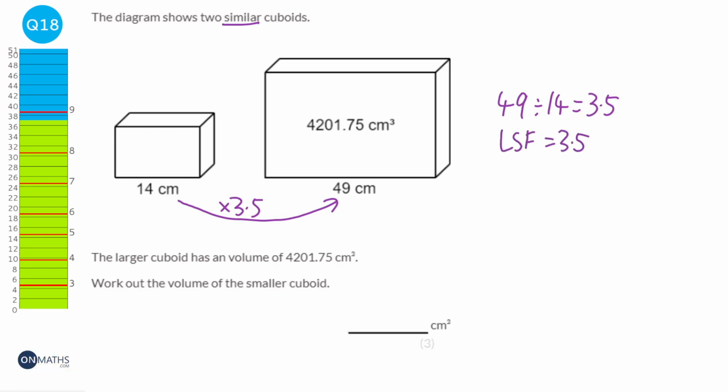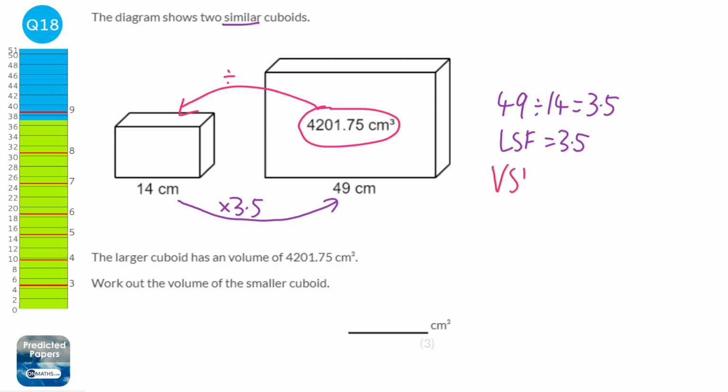And this question is all about volumes. So we're looking at going from here to the volume of the smaller one. Okay. So whenever we go from the bigger to the smaller, we're going to divide by the scale factor. So we know we've got to find the scale factor and divide by it.